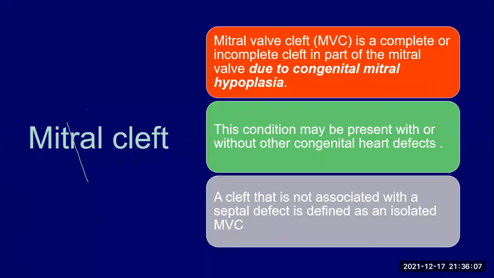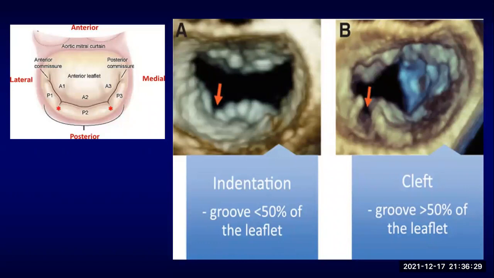Mitral cleft. For mitral cleft, it is due to congenital mitral hypoplasia. This condition may be present with or without other congenital heart defects. A cleft that is not associated with a septal defect is defined as an isolated mitral valve cleft. So here we need to differentiate between indentation and cleft. The indentation is when you have a groove which is less than 50% of the leaflet, and the cleft is more than 50% of the leaflet.